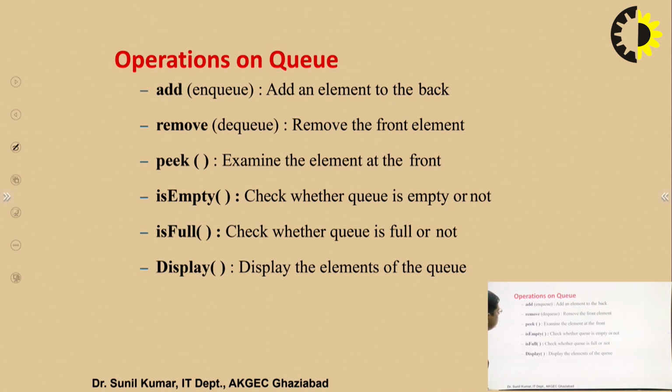About the operations, we can perform these operations on the queue data structure. One is add, or we can say insert, and that is enqueue. That means we are adding an element in the given queue, and that will be done at the back end, that means at the rear end. Second one is called remove. That means we are deleting an element, and deletion will always be done from the front.